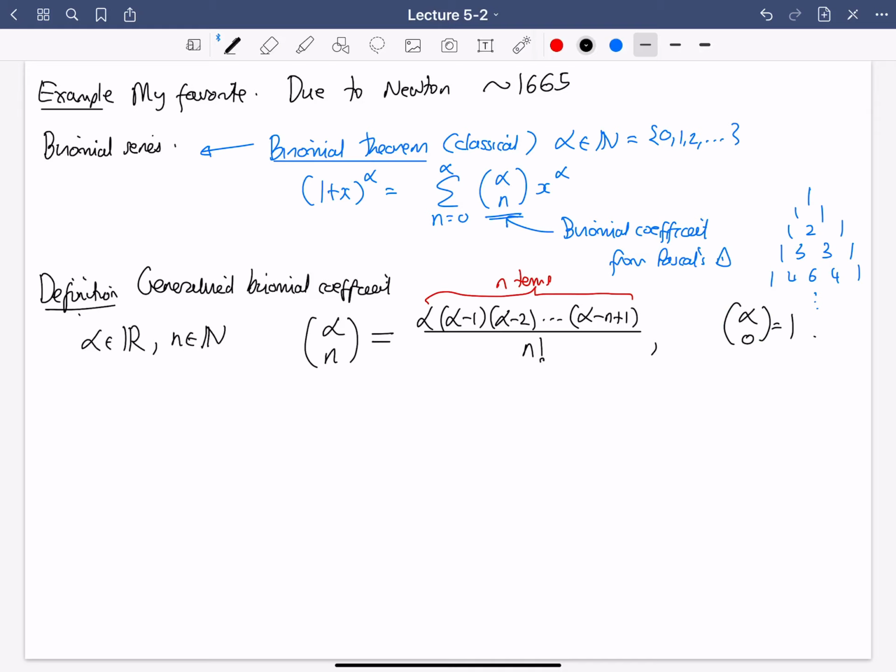So let's see, why are they called generalized binomial coefficients? Well, there's a little lemma which says that alpha minus 1 choose n plus alpha minus 1 choose n minus 1 is equal to alpha choose n.